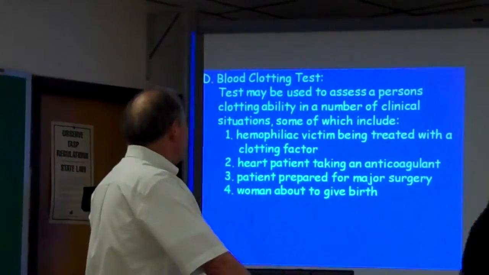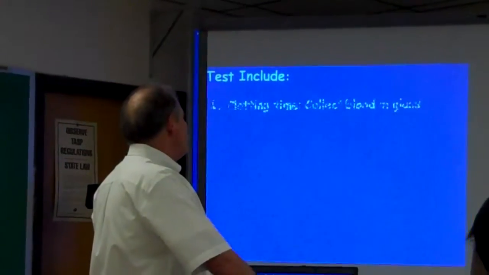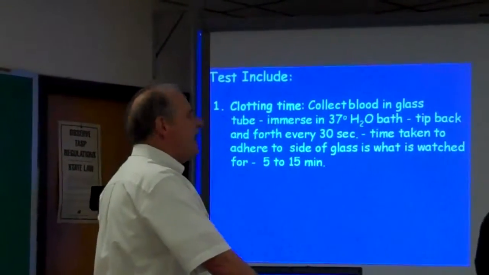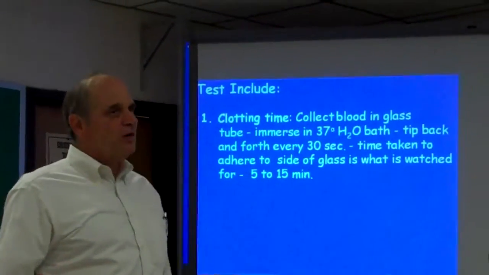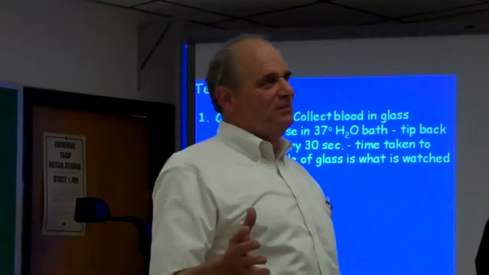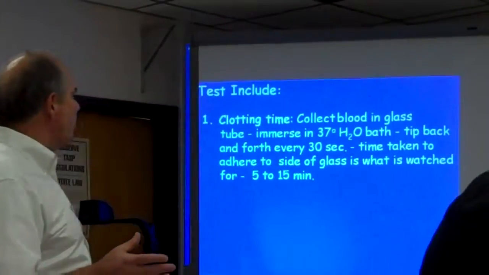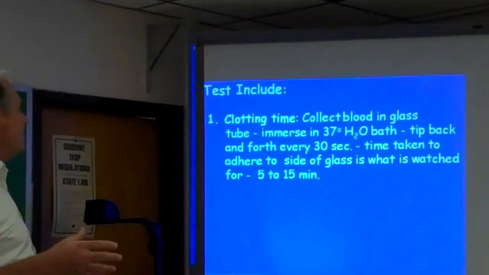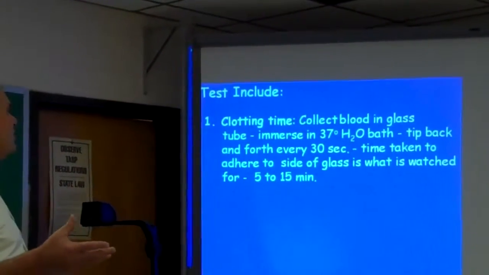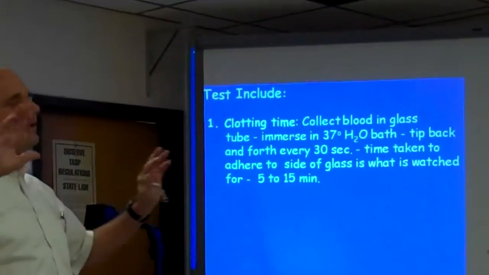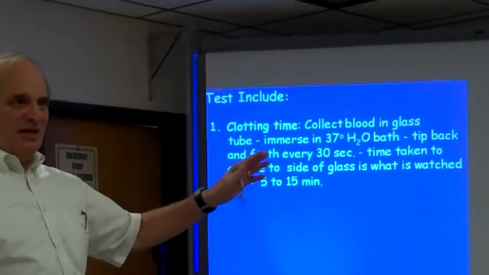All right, now, I wrote down in years past, some tests include clotting time. I don't know that this is ever done anymore. Collect blood, immerse in a 37-degree water bath, tip back and forth every 30 seconds. The time taken for the blood to adhere to the side of the glass is watched. It's usually 5 to 15 minutes. I don't think that's ever done. That was done at one time.